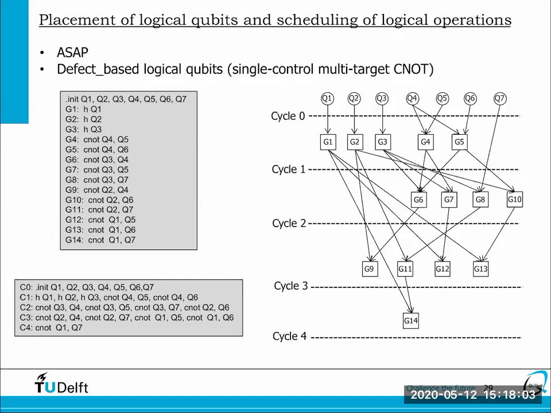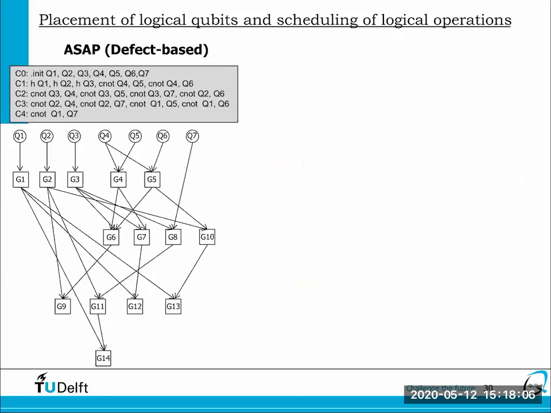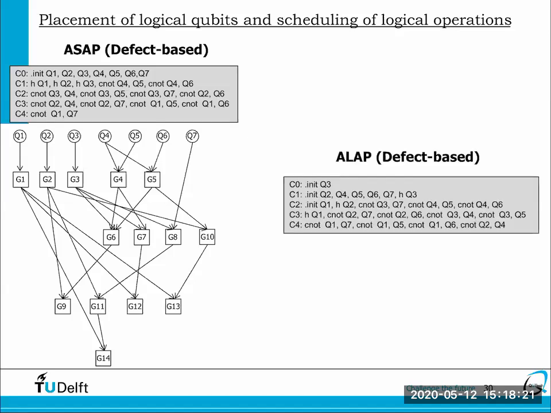And again, what now if I want to do an as late as possible scheduling? By going from bottom to top of the graph of the instructions, I can push all operations to the bottom cycles, and I can again obtain this as late as possible scheduling, in which in this case I require the same number of cycles. Okay, but can we do better?